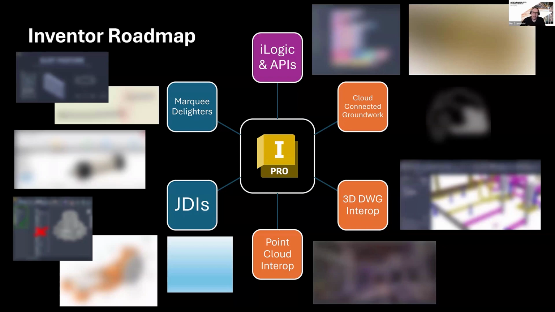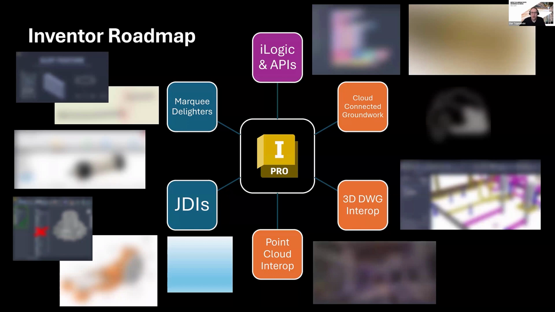And then you look over at the orange bubbles. That's kind of our connected workflows. We've heard a lot of feedback regarding the desired use of additional point cloud and having possibly better associativity and connectivity with 3D DWG files coming from AutoCAD. So we're excited to kind of venture into those spaces to support some better translations and interoperability within those spaces.